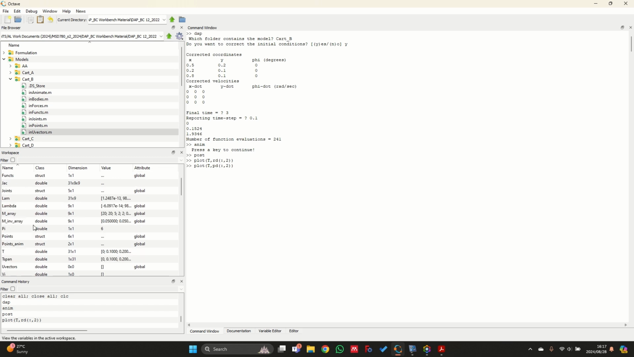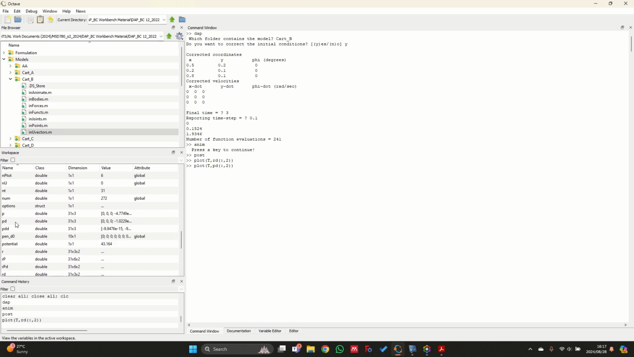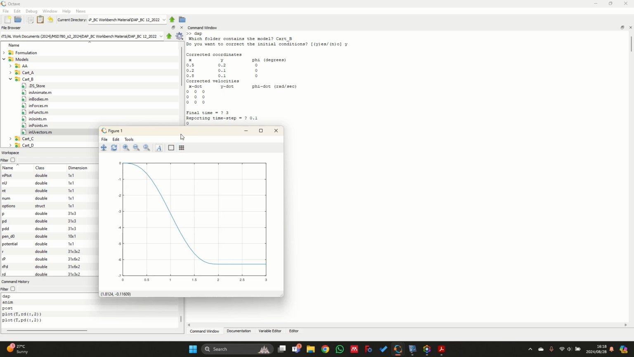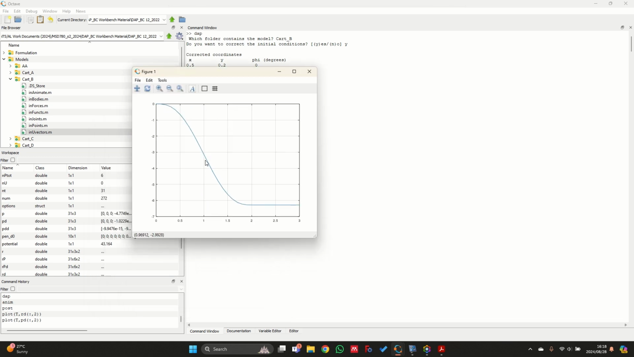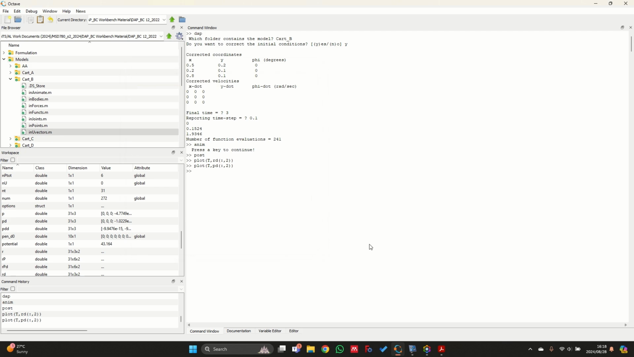So pd, if we go down, is then the angular velocities, and in this case it's a 31 by 3 matrix. So 31 is the number of time steps that I have, and 3 is then the number of bodies. So in my case, I'm interested in body 2's simulation or its post-processor results. So I'm just going to plot PD for body 2. And if I plot that, then I can see that indeed it starts at 0, and then after about 2 seconds, it now plateaus to -6.28 radians per second, and then it remains constant up to the end, 3 seconds. So that is indeed fine.